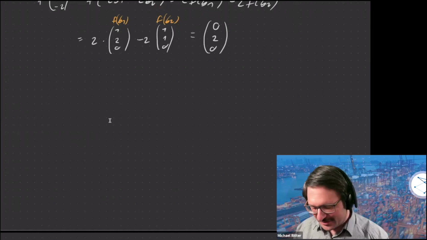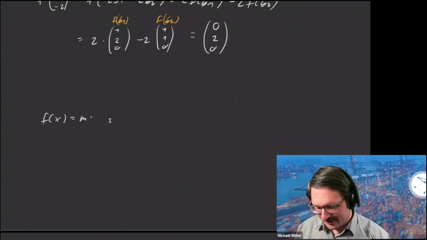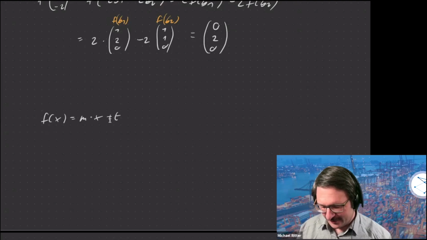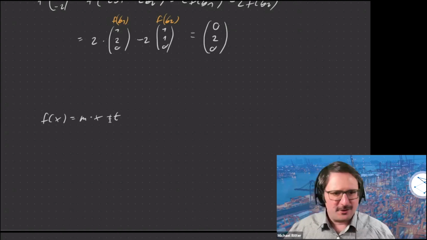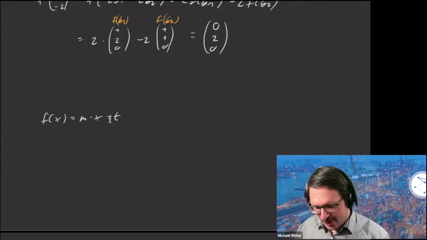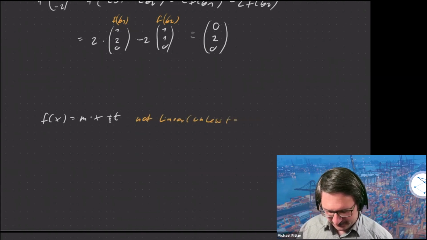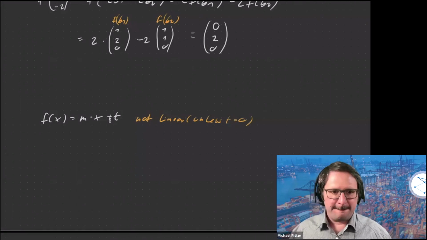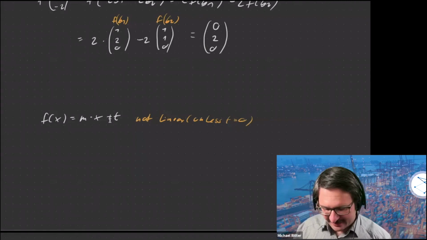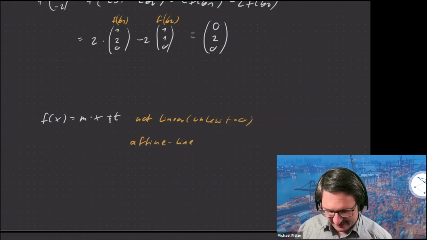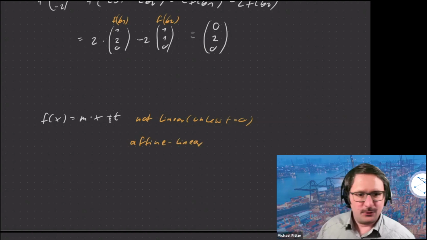So what you learn in school is a function of that form here, whether you call it m and t or whatever else. m and t are parameters, and a function of that form you call linear in school. That is not generally a linear function, of course, unless t is 0. That's why I'm calling these affine linear functions, to clarify that a little. So this is not a linear function. It would be an affine function.